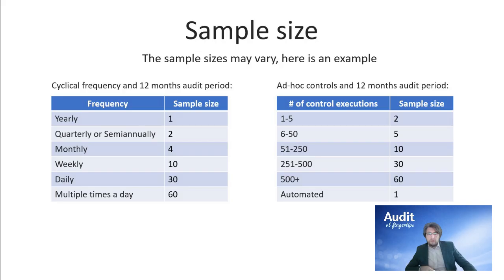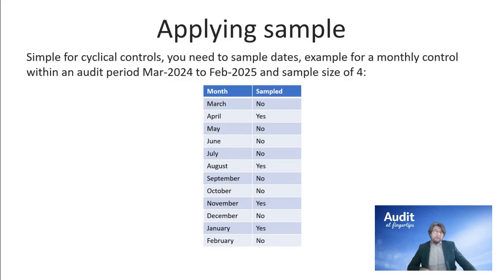Okay. Now, applying the sample. It's very straightforward and simple for cyclical controls. You don't need to take any system extracts or reports, because the only thing you need is the calendar.